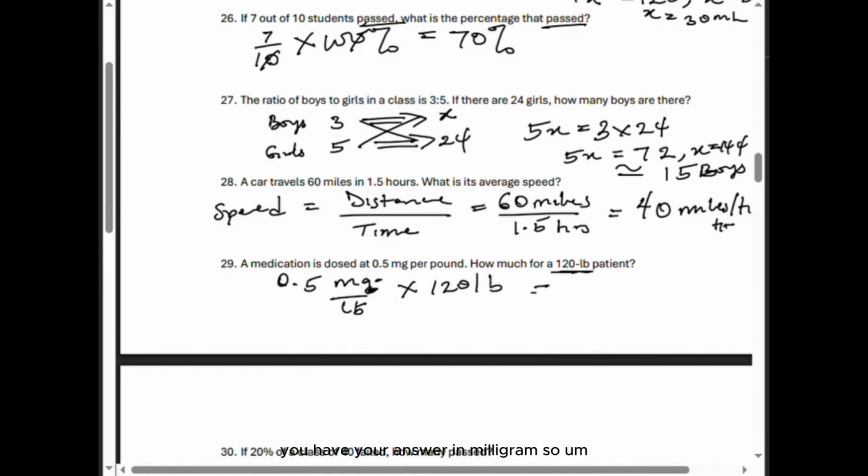Sometimes you have to use units to know if you're doing the right thing, whether you actually need to multiply or divide. So you need to be very careful. Here you know you're looking for how much, which is the amount. So let the LB cancel and get your answer in milligram. So 120 times 0.5, that's 60 milligram.